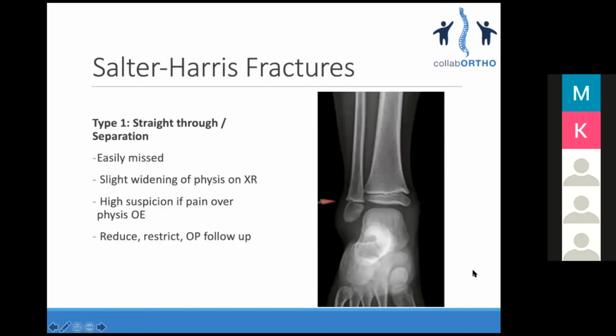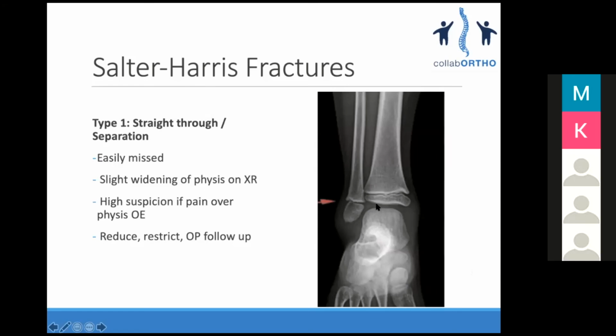So I'll show you some x-rays just to kind of appreciate what I mean. So type 1 is S, so straight through. These are very easily missed, and don't worry if you've missed them, because I'm pretty sure I've missed a few of these during my early years.